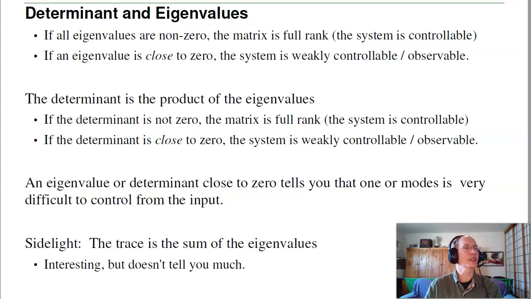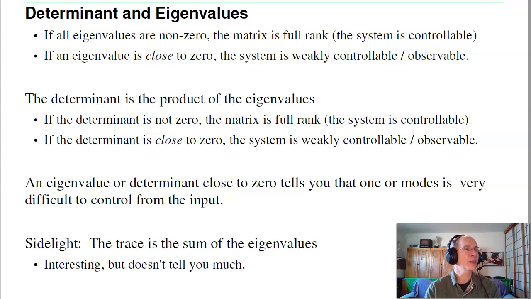Second way to determine whether a system's controllable. If all the eigenvalues of the controllability matrix are non-zero, then it's controllable. That's because if all the eigenvalues are non-zero, the matrix is full rank. Let's see. Because the determinant is the product of the eigenvalues, if any of them are 0, the determinant is 0. It also shows up if the eigenvalue is close to 0, then the system is weakly controllable or observable. That's just kind of giving you a warning saying, yes, in theory, I can control that state, but in practice, it's going to be really hard to do anything about it. It's got a very small impact on that state.